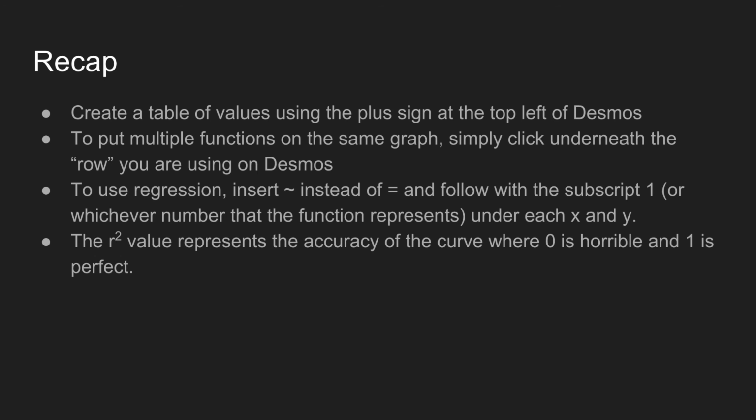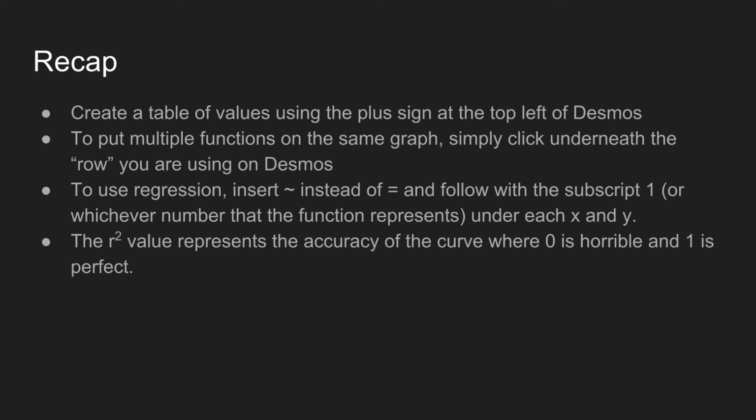So if we were to use the linear, it'd be y equals mx plus b, or if you were to use a quadratic, it'd be y equals ax squared plus bx plus c, and so on. What you want to do then is insert the squiggly line instead of the equal sign by opening up the keyboard, clicking on the ABC button, and moving to the right, and you'd see it right next to the other buttons. And then you want to follow that with a subscript of 1, or whichever number that the table of values represents, under each x and y.